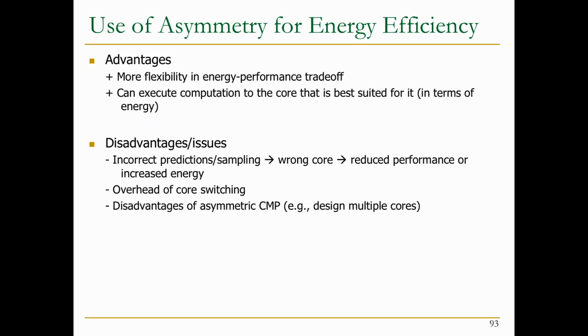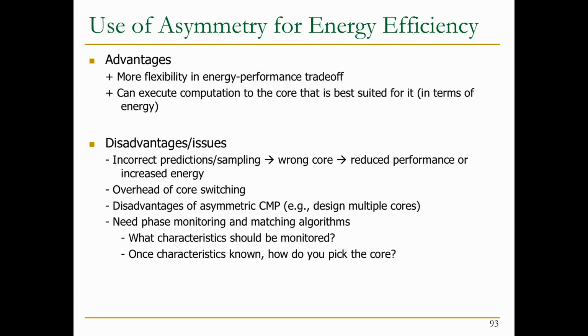You get the disadvantages of asymmetric CMP, multiple cores. You need phase monitoring and matching algorithms, different from what we discussed for multi-threaded applications. Here you need to monitor the phases somehow. This is actually interesting. We could have a lecture on phase monitoring, understanding what phase of a program you're in. But most of these rely on the execution of a program being stable for some time. If that's not true, then your migration decision may end up not being effective. And there are a lot of questions over here that I'm not going to talk about.